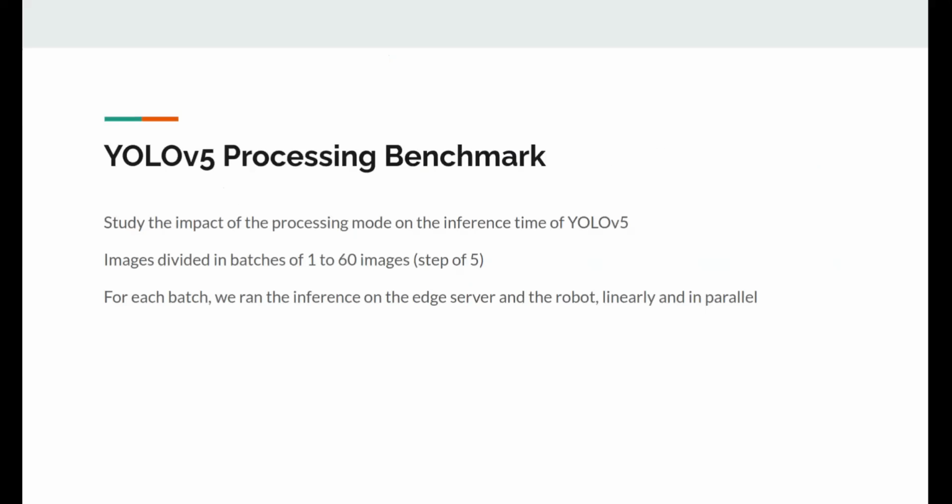Finally, we run a third independent experiment to understand the impact of the processing mode on the inference time. The images of the previous experiment were divided in batches of 1 to 60 images with a step of 5. The upper bound of 60 corresponds to the maximum number of images that the GPU can hold in memory at the same time. For each batch, we run the inference on the edge server GPU and the robot CPU linearly, that is one image after the other, and in parallel, that is all the images at the same time.